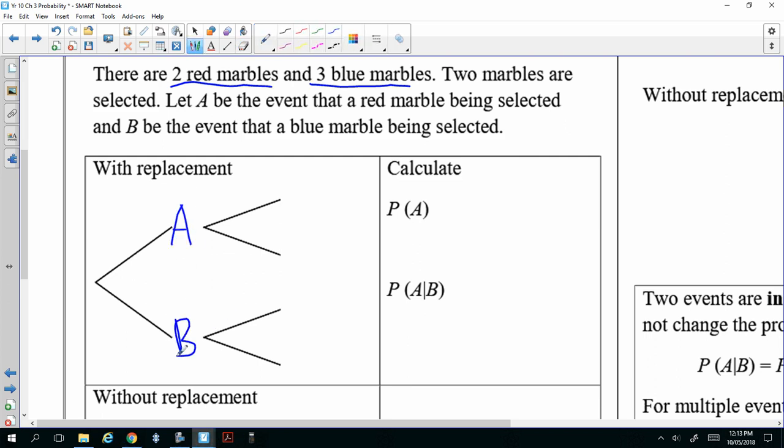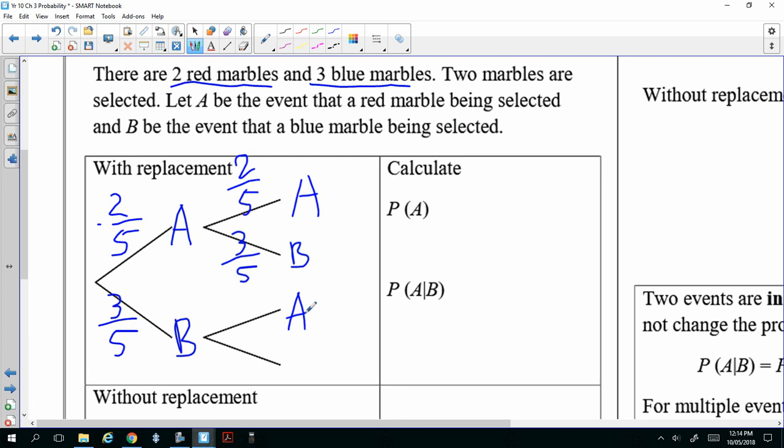Now remember, the probability tree diagram works like this. You get a 2 in 5 chance it is red, 3 in 5 chance it is blue. And then what you do next is, because there's a replacement, your chance of getting red again doesn't change, and your chance of getting blue again doesn't change. Then you do A and B again. Same thing, 2 out of 5 and 3 out of 5, because you put it back.